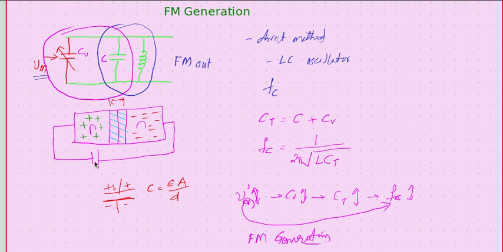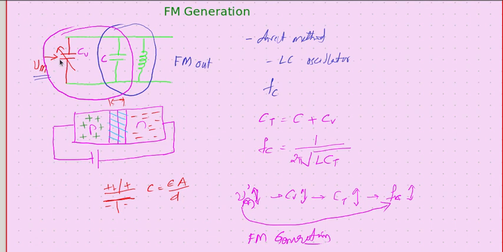And you can see that if the potential applied is varied, then the width of the depletion layer varies, and the width of the depletion layer varying indirectly says that the capacitance across the junction varies.